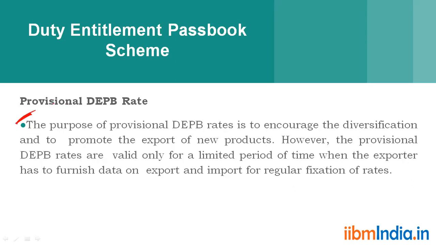Got it? Provisional DEPB rate. Its purpose is to encourage diversification. Businesses want diversification; if you are dealing with textiles, you switch over to consumer durables or automobiles or some other field. The main purpose of the provisional DEPB rate is to encourage diversification and to promote the export of new products. However, the provisional DEPB rate is valid only for a limited period of time, when the exporters have to furnish the data on export and import for regular fixation of the rate of DEPB.